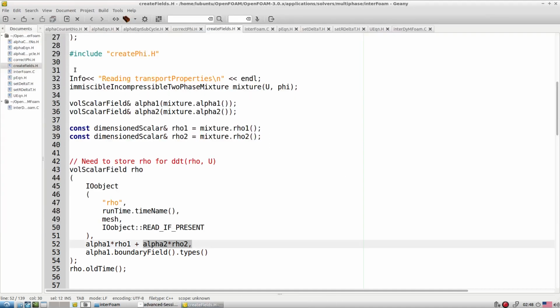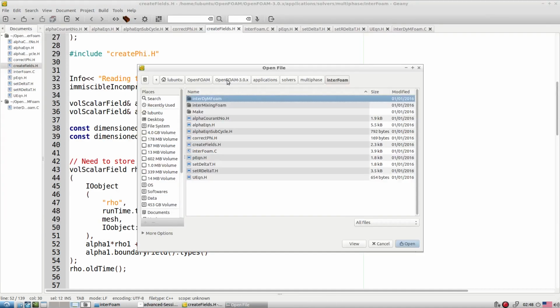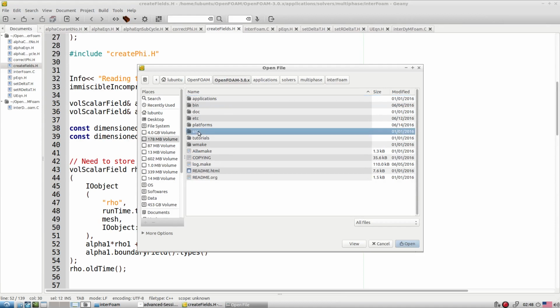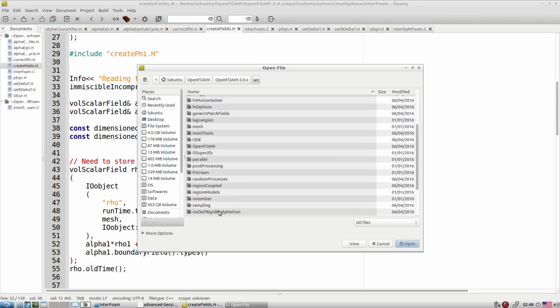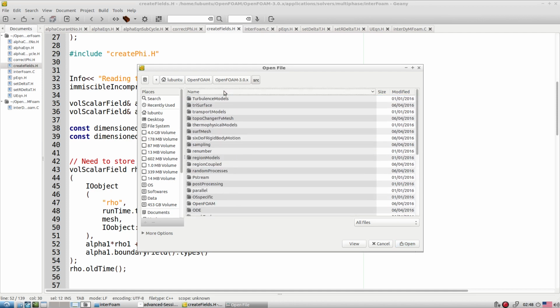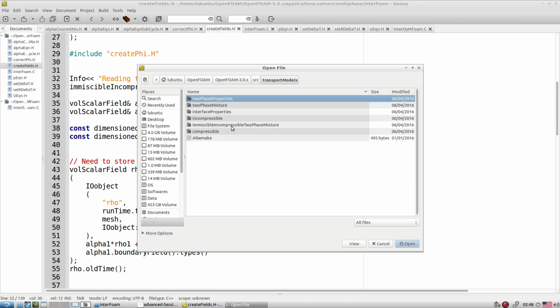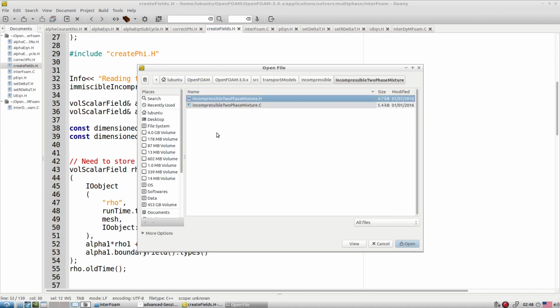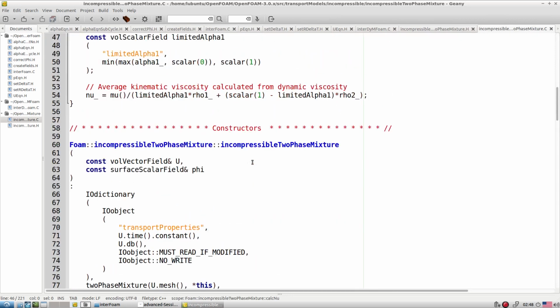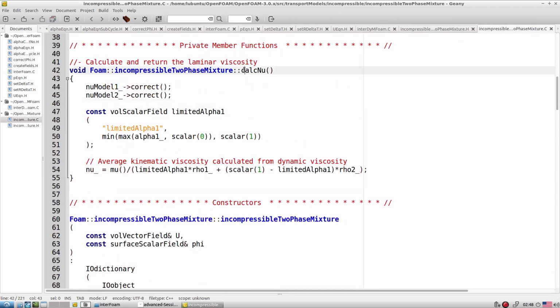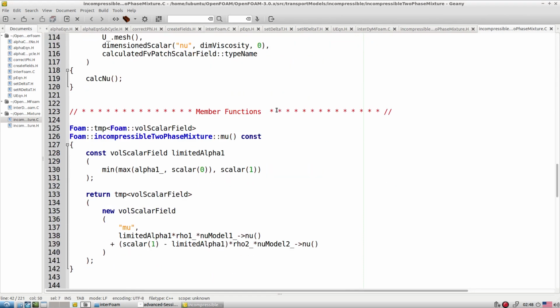So let me guide you to that area. That is not available in the application part, it is available in the SRC folder. Inside the SRC folder we have transportModels, and inside transportModels we have incompressible, and inside incompressible we have incompressibleTwoPhaseMixture. Inside this two-phase mixture, if we look at this .C file, we are able to identify that area: calculateNu and calculateMu.